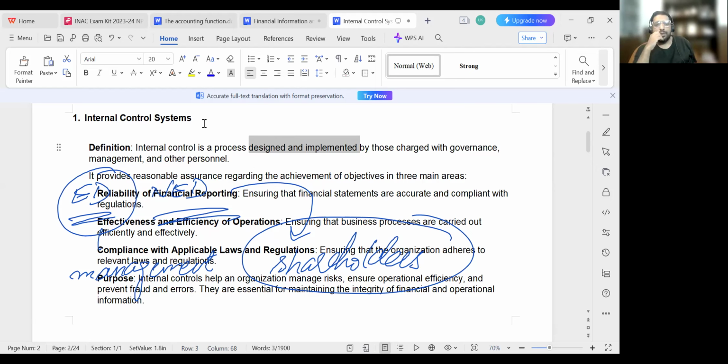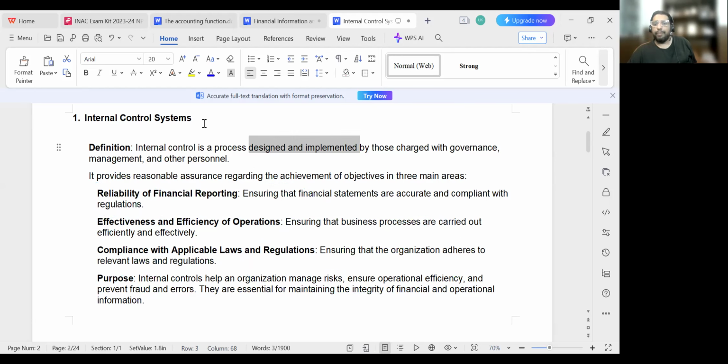So internal control is a process designed and implemented by those charged with governance and then management and other personnel. Okay, so you design the internal control system and implement it. It provides reasonable assurance regarding the achievement of objectives in three main areas. Okay, let's try to understand this word as well. You're going to hear it a lot.